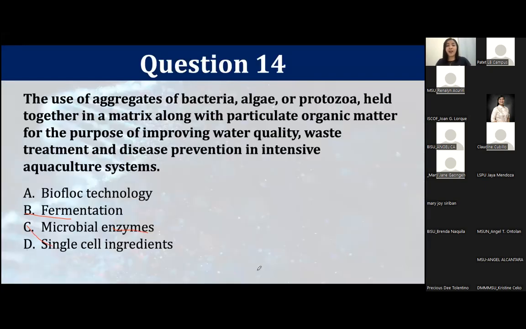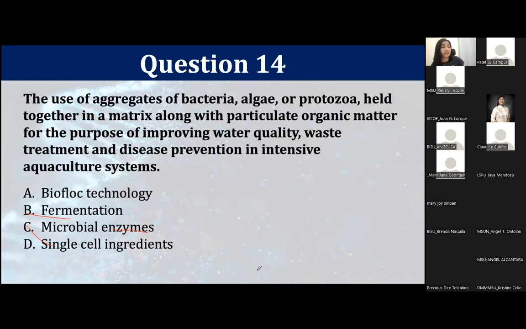Ayan. Okay, next question. I don't know if you're in your aquaculture na ano ninyo to, natatandaan ninyo ito. The use of aggregates of bacteria, algae, or protozoa held together in a matrix along with particulate organic matter for the purpose of improving water quality, waste treatment, and disease prevention in intensive aquaculture system. A, biofloc technology. B, fermentation. C, microbial enzymes. D, single cell ingredients. What is the answer? Okay, mga sagot na.